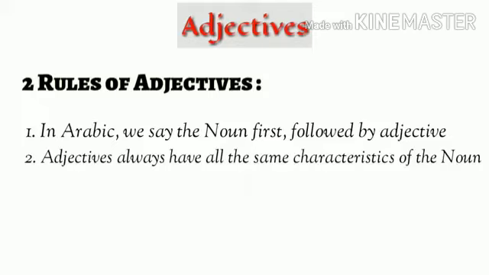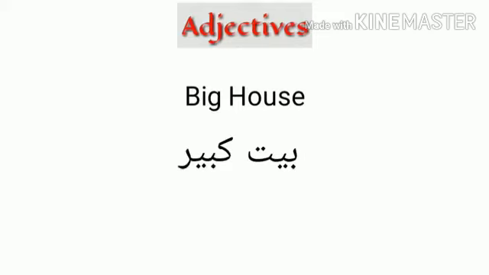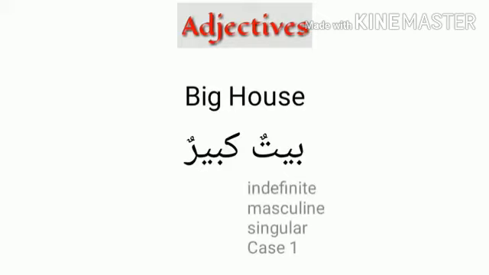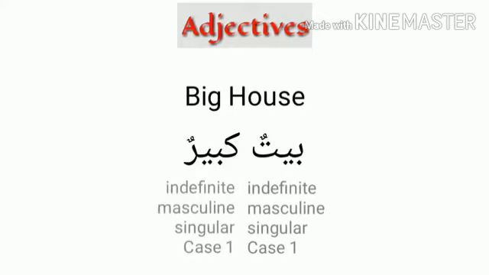So you must remember two rules regarding adjectives. Rule number one, we say the noun first, followed by the adjective. Rule number two, we keep the four characteristics of ism of the adjective same as the noun. Okay. Now the translation must be simple for you to understand. Big house. First we will say house in Arabic, then we will say big in Arabic. House is bait, big is kabir. So big house, baitun kabirun. Bait is indefinite, masculine, singular, and case 1. So kabir too is indefinite, masculine, singular, and case 1.